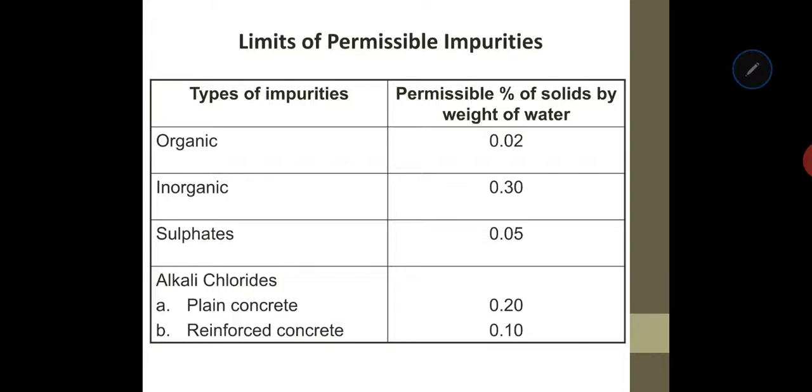The limit of permissible impurities, if organic, is about 0.02% of solid by weight of water. If inorganic, it is 0.3% of solid by weight of water. For sulfate, about 0.05. For alkali chlorides, it is about 0.2 for plain concrete and 0.1 for reinforced concrete.